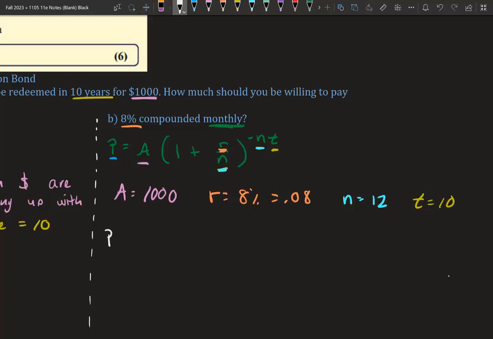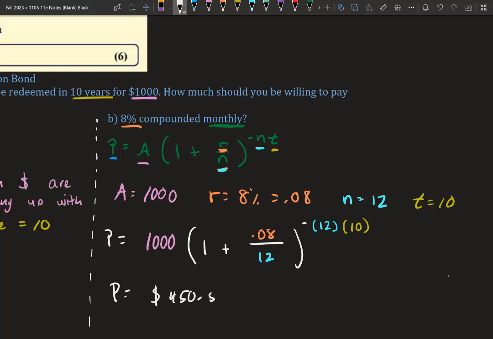Let's plug it in. We want to know how much do we have to put down now? How much do we have to fork up right now, so that I end up with $1,000? So we have 1,000 times 1 plus our rate, which is 0.08, over n, which is 12, all to the power of negative nt. Our n again was 12. Our t again is time, which is 10. Plug that into your handy dandy calculator, and we get 450.52.